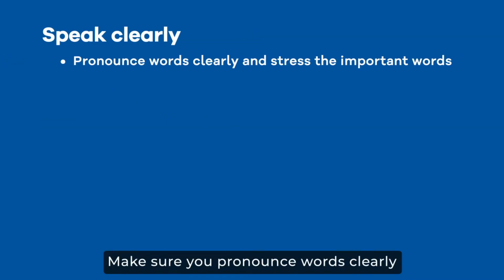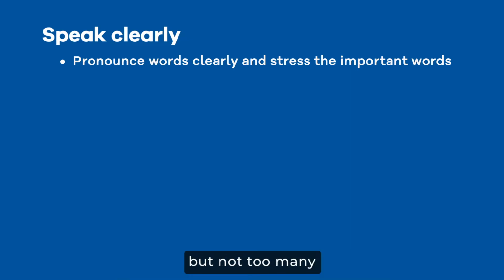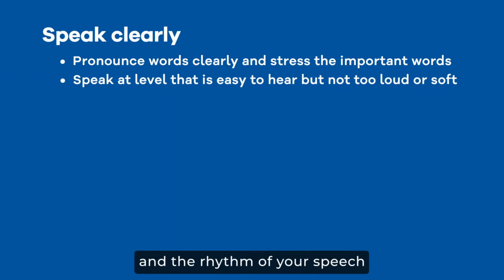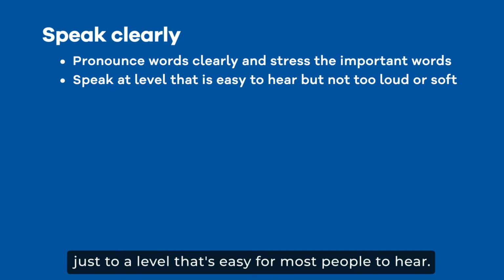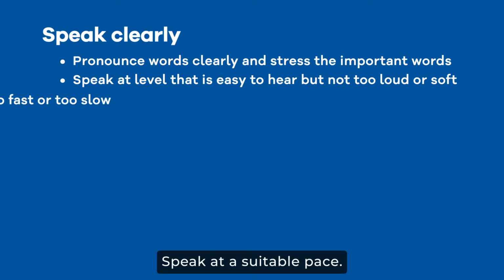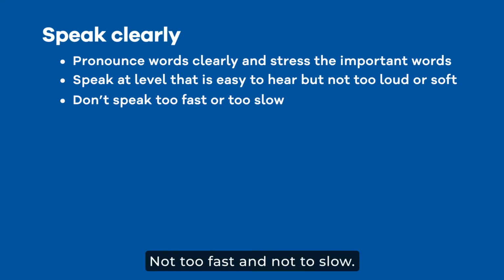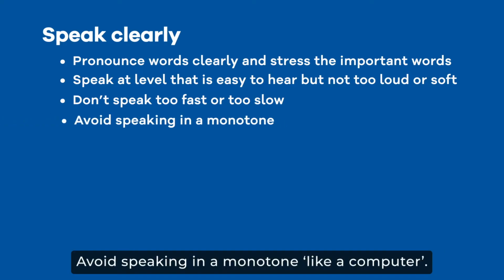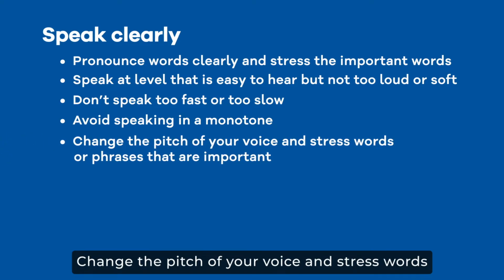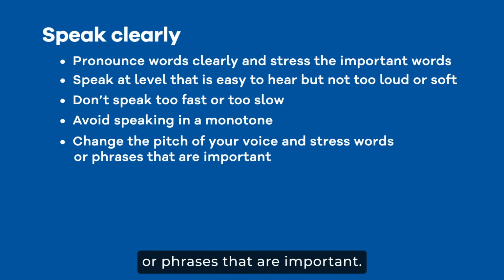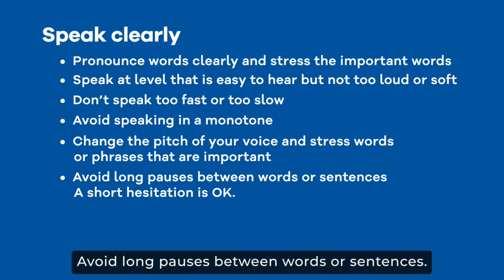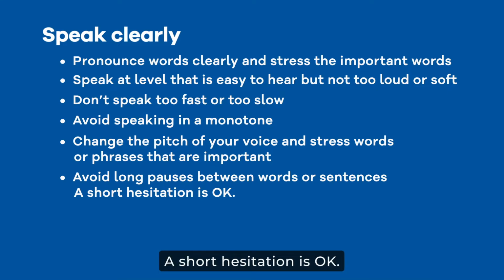Make sure you pronounce words clearly and that you stress important words, but not too many or it will sound very strange. Make sure your intonation and the rhythm of your speech is easy to understand. Don't speak too loudly or too softly, just at a level that's easy for most people to hear. Speak at a suitable pace, not too fast and not too slow. Avoid speaking in a monotone, like a computer. Change the pitch of your voice and stress words or phrases that are important. Avoid long pauses between words or sentences. A short hesitation is okay.